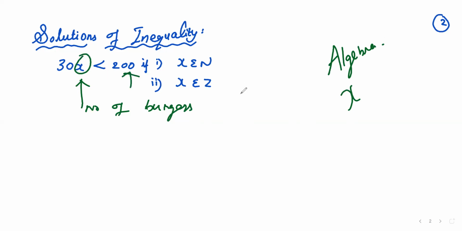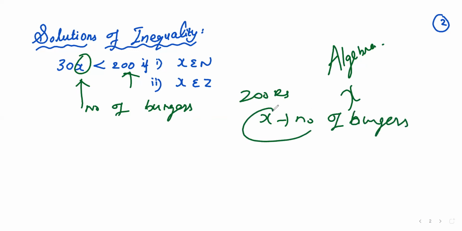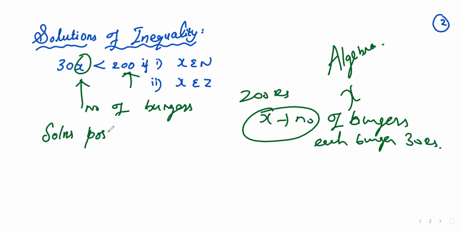We are having 200 rupees in hand. We don't know how many burgers we are going to buy. That's why we assign the number of burgers as x, since we don't know it. Each burger is 30 rupees. Okay. Now, what are the solutions possible for this case?